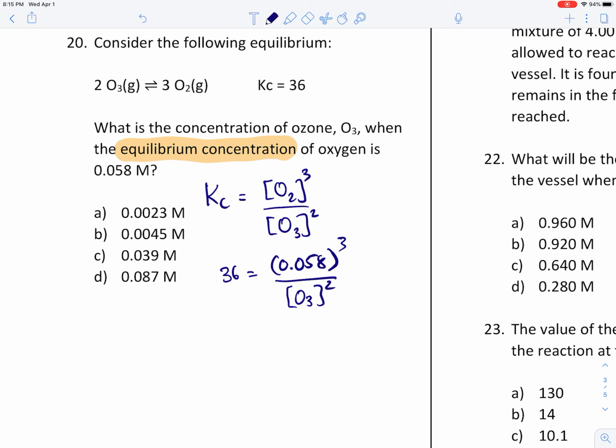So now doing some algebra, the ozone's concentration squared will equal the 0.058 cubed divided by 36. And that gives me a value of 5.4 times 10 to the minus 6. Now to get the ozone's concentration, we simply have to square root to get rid of that squared symbol. So when you square root this number, you get 0.0023, which is choice A.